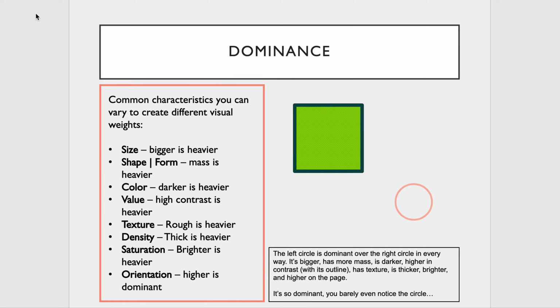Okay, color, darker is heavier. With value, high contrast is heavier than low contrast. In texture, rough is heavier than smooth. In density, thick is heavier than thin. Saturation, the brighter is heavier than the non-bright. I mean, the more saturated it is, the heavier it is. And in orientation, higher is dominant.